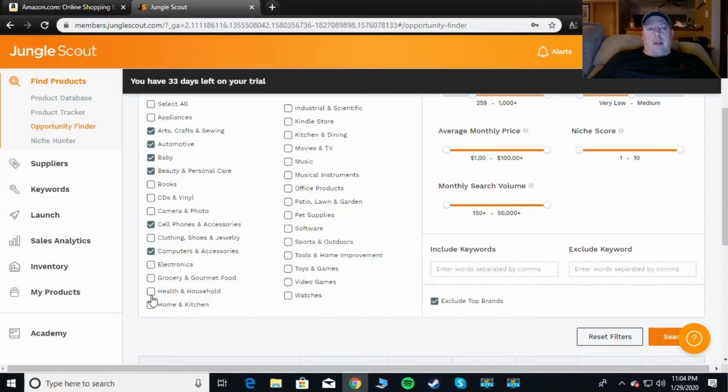Grocery, gourmet, we're not going to sell anything you can eat. Health and household, that might be good. Home and kitchen. Industrial and scientific. Kindle, clearly we're not going to do that. Movies or TV, we're not going to do that unless you can find something unique in there. Music, no. Musical instruments, no. Office products, good. Patio, lawn and garden. Pet supplies. Software, probably not unless you're a developer. Sports and outdoors, tools, home improvement, toys and games.